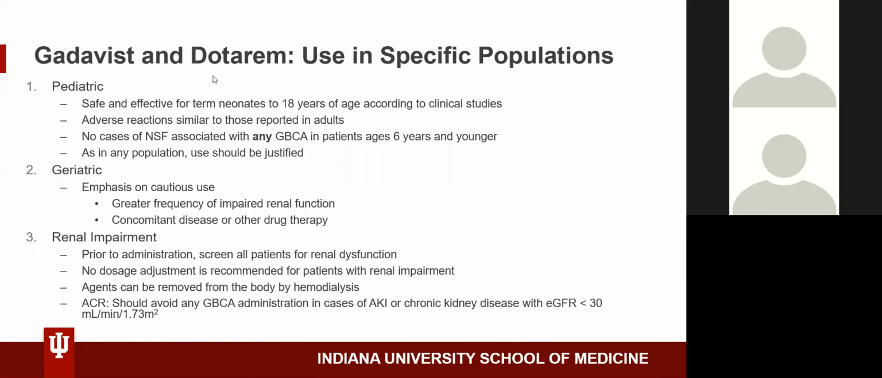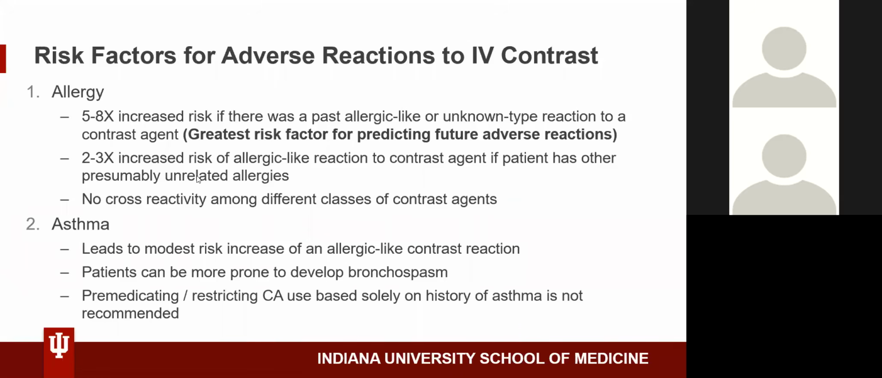But again, for Gatavist and Dotarem, because of their high stability, there's no dosage adjustment recommended for patients with renal impairment. But the general ACR recommendation is just to avoid any GBCA administration in cases of acute kidney injury or chronic kidney disease with a glomerular filtration rate less than 30. And yeah, you probably know that better than me.